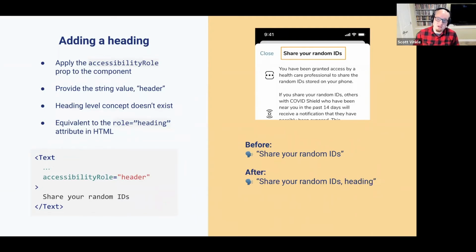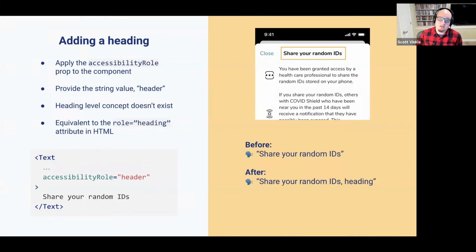So for the example here, the screenshot shows COVID Shield with a visually styled text heading with the content, share your random IDs. Without the explicit heading declaration, the screen reader would read the content as plain text. So it's not the worst experience in the world, but it's also not conveying the same experience as a sighted user would receive. That is the large, bold typography indicating a new section of content.